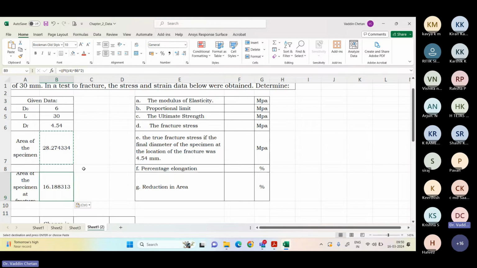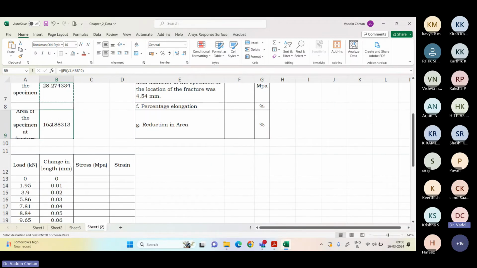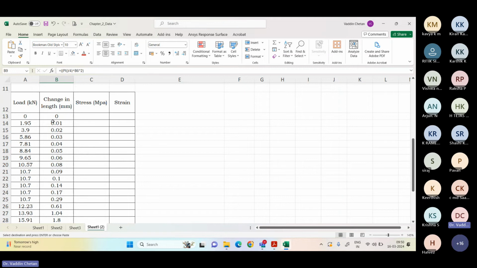So no issues. I got the area of the specimen, and also the area of the specimen at the fracture. After knowing this, I need to tabulate the load and the change in length. So what I do is, I will add two more columns for the stress and the strain.